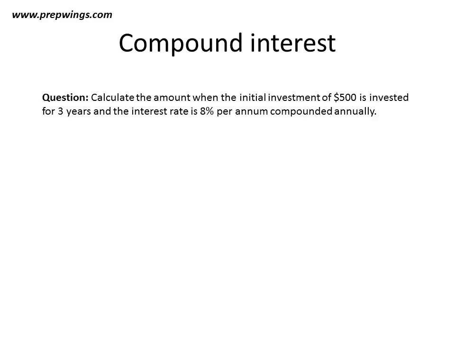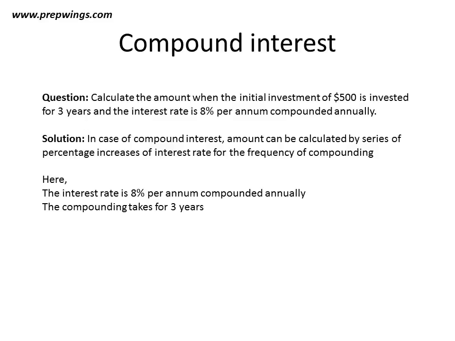Now we will look at a question. The question says, calculate the amount when the initial investment of $500 is invested for 3 years and the interest rate is 8% per annum compounded annually. So over here the principal is $500, the time period is 3 years and the interest rate is 8% per annum compounded annually. So to find out the amount, we'll increase 500, which is the principal, by 8% 3 times.